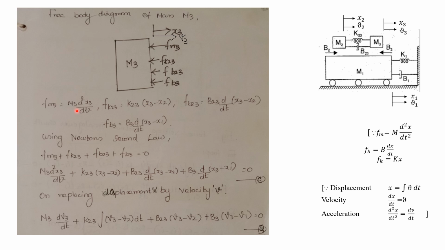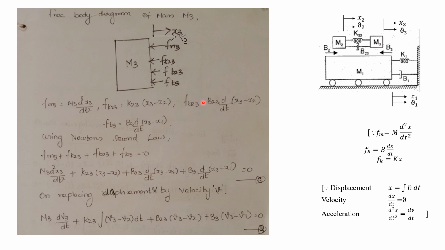Now we know the formula for opposing force that is given here. What is Fm3? M3 into d square x3 divided by dt square, because the displacement here is x3. Now what is Fk23? For that we have to see where this K23 is connected. It is not only connected to this M3, it is also connected between this M2 as well as M3. So we have to write the difference in displacement. Now we are writing the equation for M3, so the displacement for the M3 should come first. That is x3 minus x2.